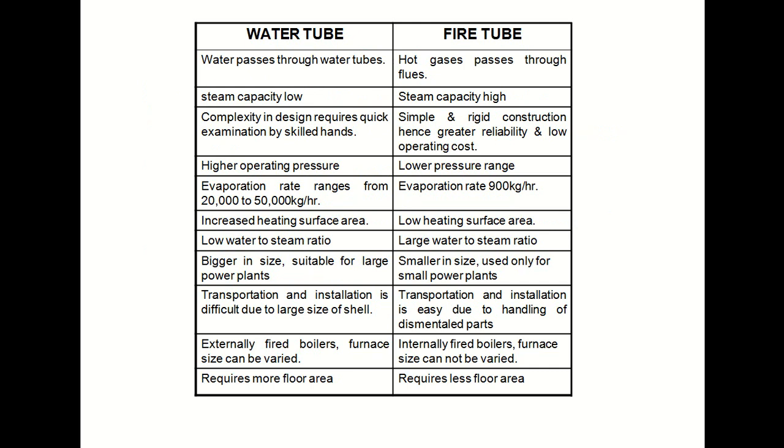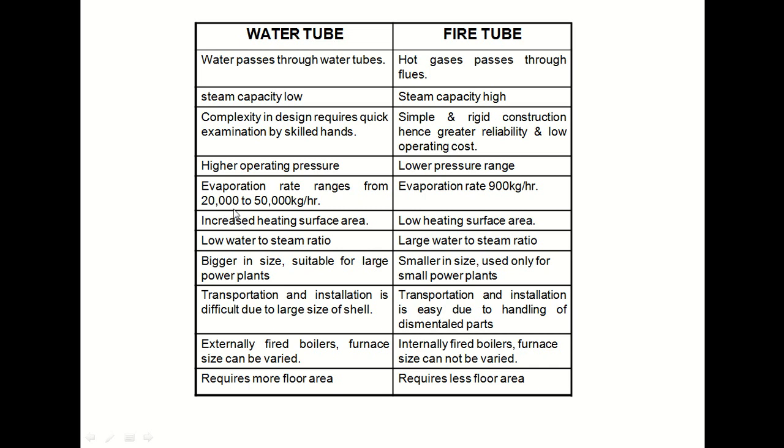Now here is some comparison between the water tube and fire tube boilers. The first point: in water tube boilers, water passes through the tubes, and in fire tube boilers, hot gases pass through the flues. So this is the main difference. Then steam capacity for water tube boilers is low, and fire tube boiler steam capacity is higher. Complexity in design requires quick examination by skilled hands, whereas fire tube boilers have simple and rigid construction, hence greater reliability and low operating cost. Water tube boilers have higher operating pressure, and fire tube boilers have lower operating pressure.